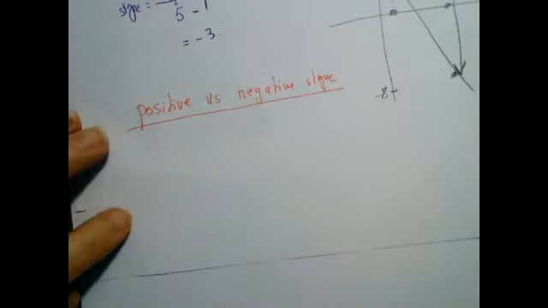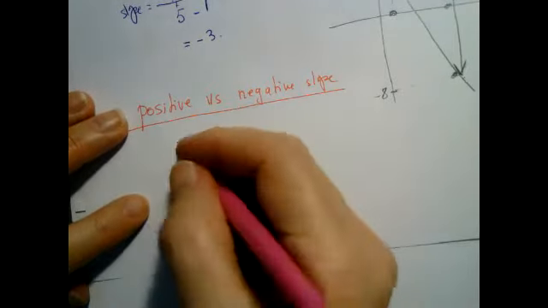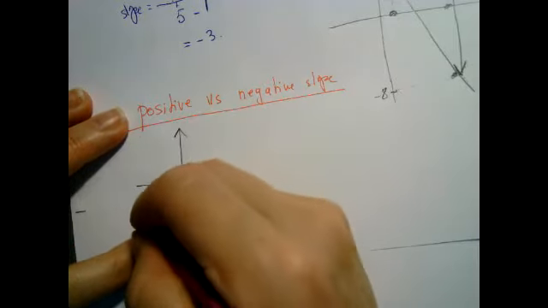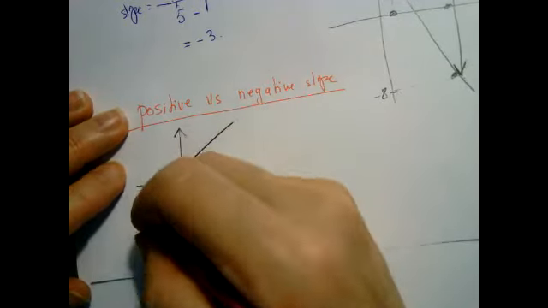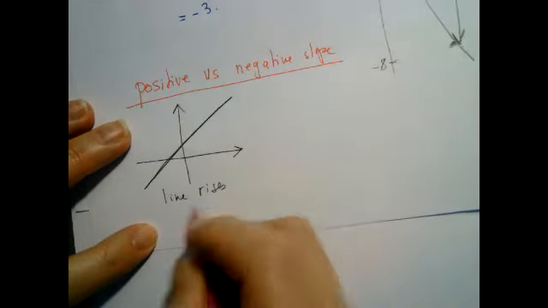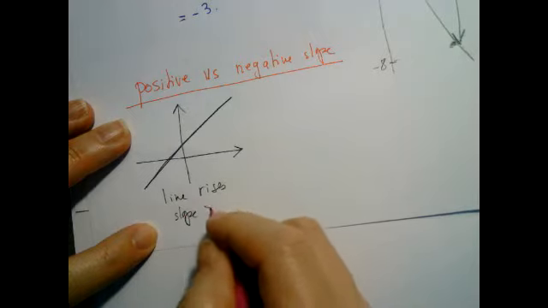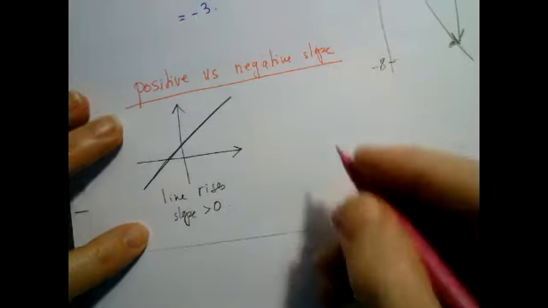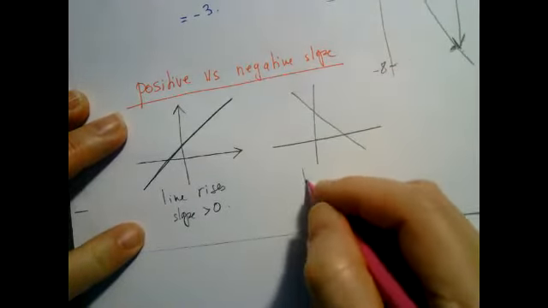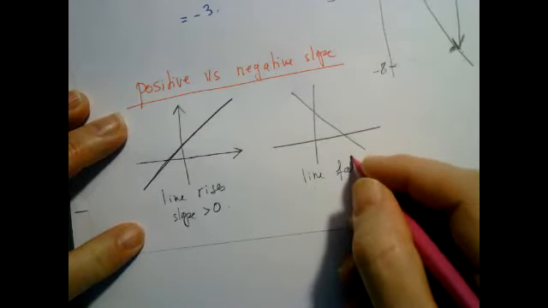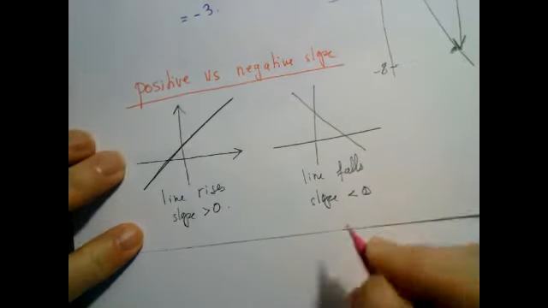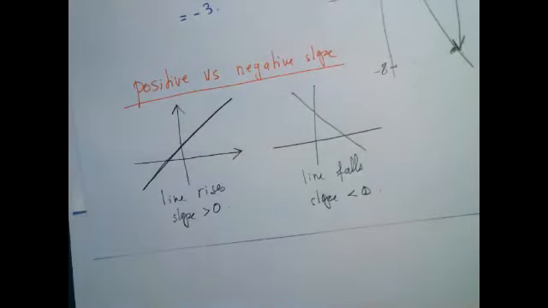Okay. So if we have a simple line, when the line rises, the slope is positive. If the line falls, the slope is simply negative. Okay, so that's the basic idea about the slope.